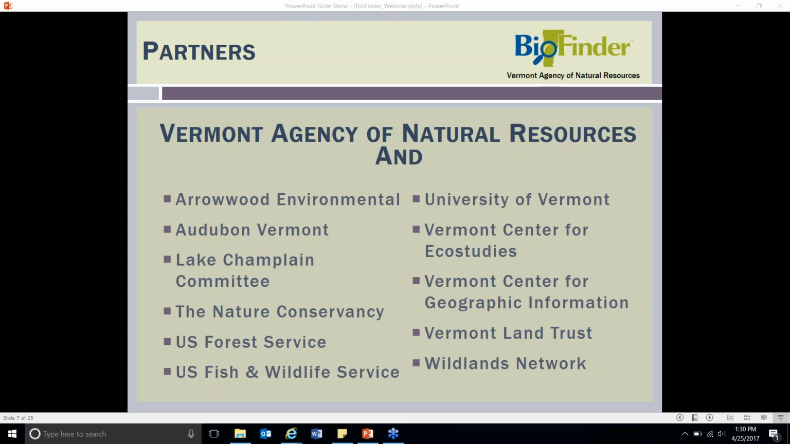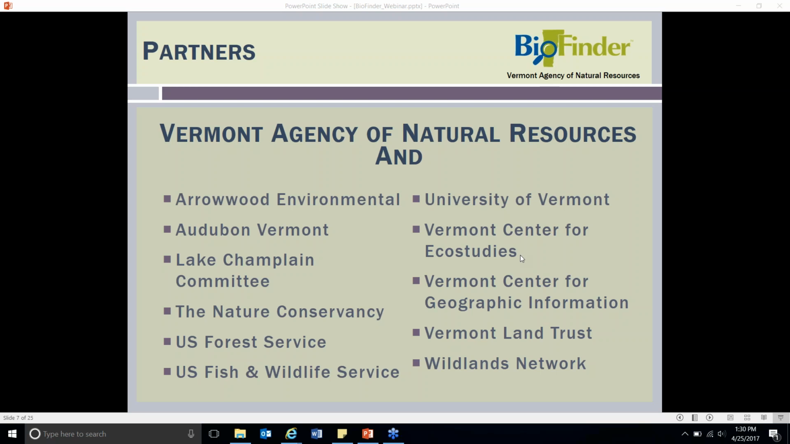I would say the ones who probably... Well, it depends on the data set. Different partners came in different ways. Like Vermont Center for Eco Studies weighed in heavily on the Vernal Pools data. The Nature Conservancy has been working a lot with connectivity, so those connecting land data layers. So depending on the data set, different partners played a higher or lesser role.